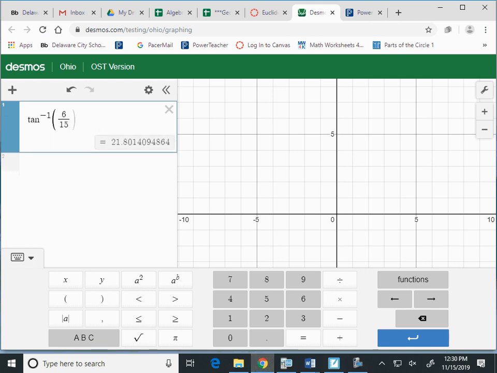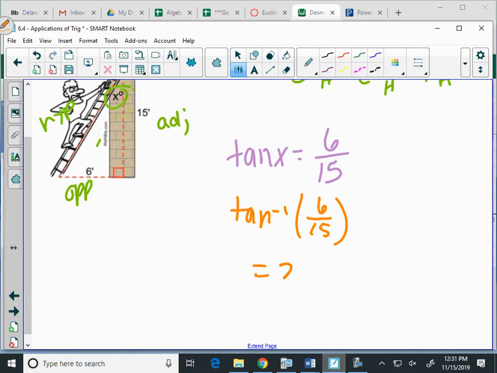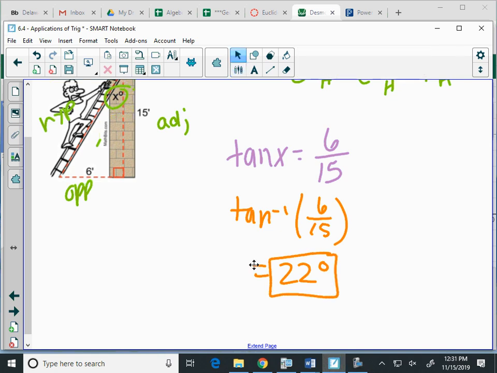6 divided by 15. It said round to the nearest degree. So round to the nearest degree is about what? 22. So that angle is roughly 22 degrees. Questions over that? Not bad. Pretty much what you've been doing. Nice little picture that goes along with it. A little bit of angle of elevation and depression.